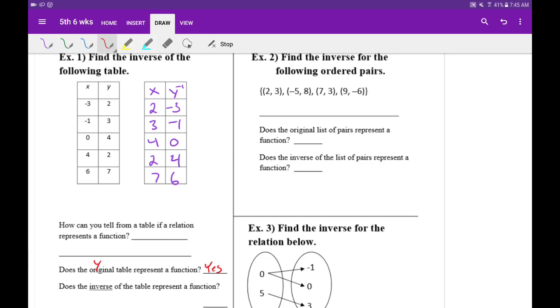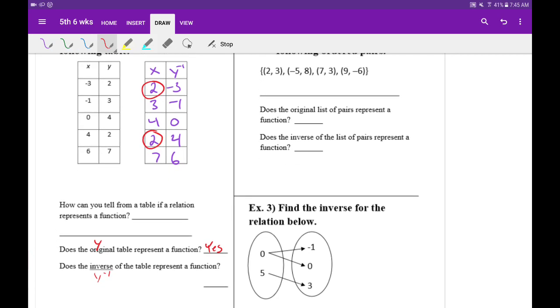Now, if you look at the inverse table, when they're talking about inverse, they're talking about y to the -1. So y inverse. If we look at our x values, we've got a repeating x value, which is 2. What that means is that 2 has 2 y values, and that is not the definition of a function, where every x value has exactly 1 y value. So in this case, 2 has a y value of -3 and 4. So this is not a function.